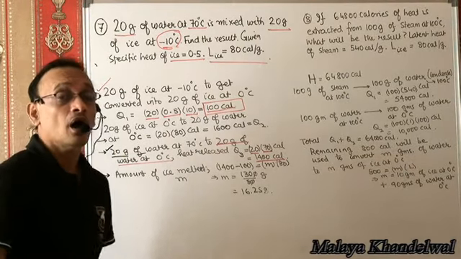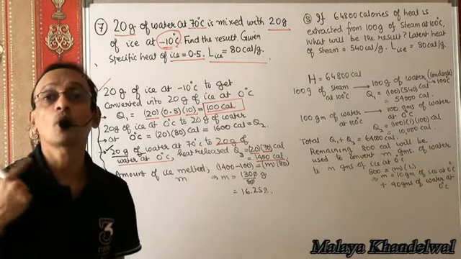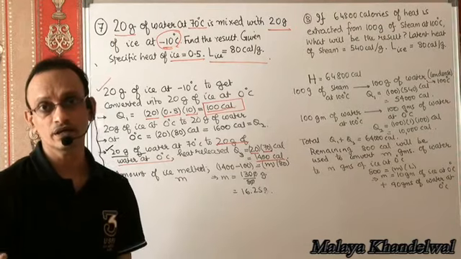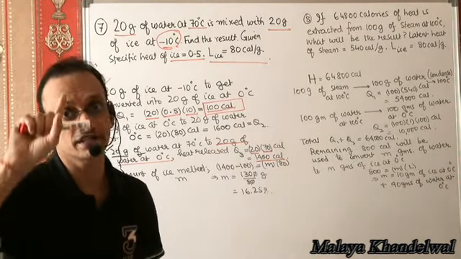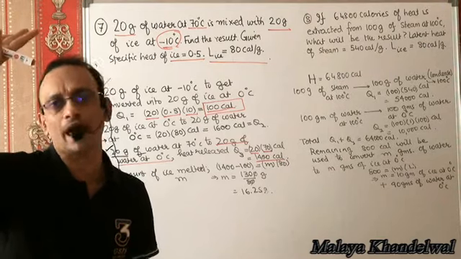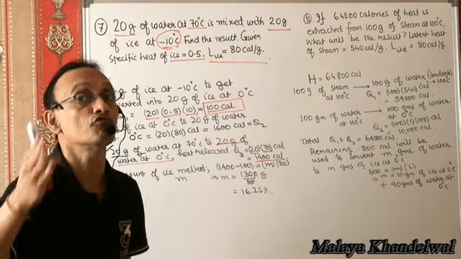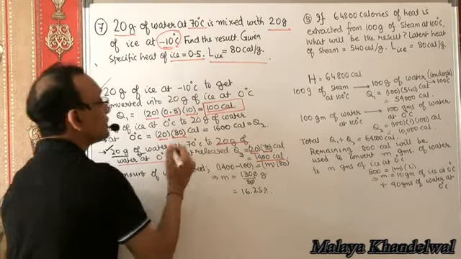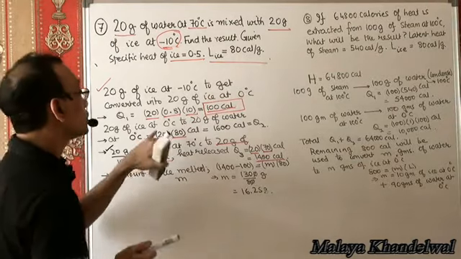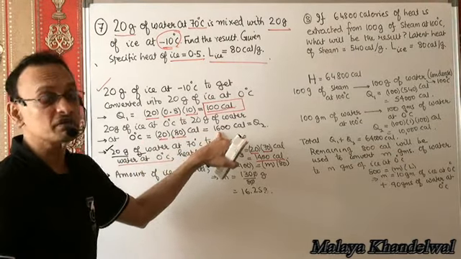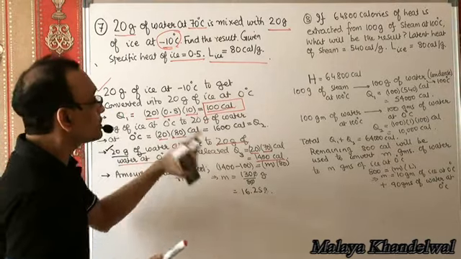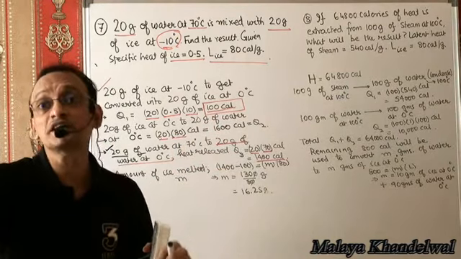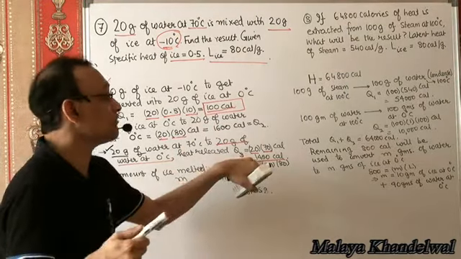Now, how much heat would be required to convert this 20 grams of ice at 0 degrees to 20 grams of water at 0 degrees centigrade? The amount of heat required would be 20 into 80, which is 1600 calories. But 100 calories out of 1400 have been used here. Now I'm only left with 1300 calories.